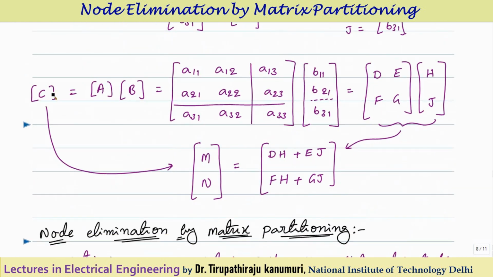From this I can say the matrix C is the product of matrix A and B, where A is made of the submatrices D, E, F, G, and B is subdivided into H and J. Here, let us assume C is divided into submatrices M and N. I want to divide it into 2 matrices. So M can be obtained by D into H plus E into J. Similarly, this N matrix can be obtained by F into H plus G into J. In that way we can calculate it.